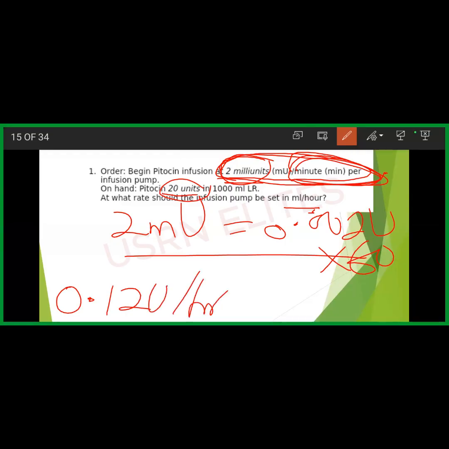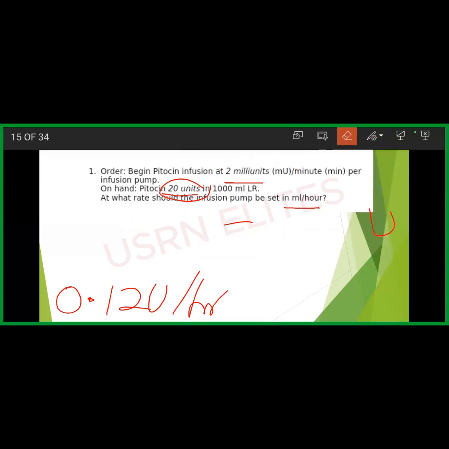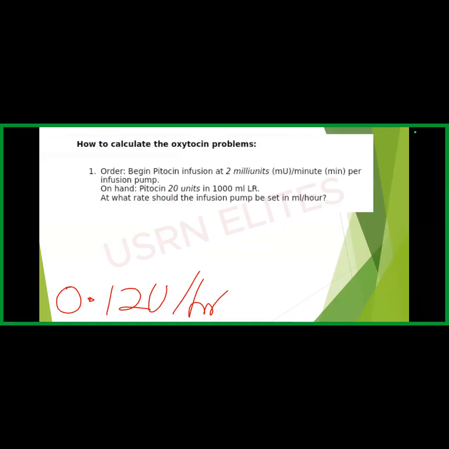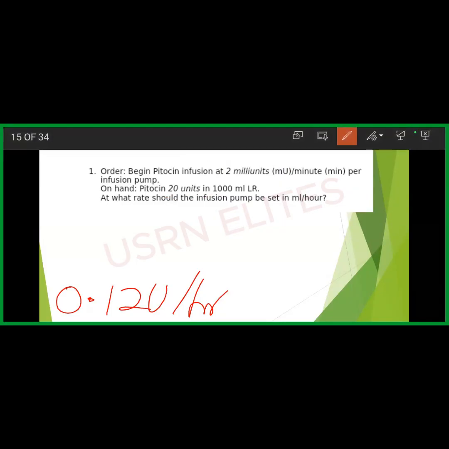So you see, let me clean here. You see that now the units per minute here, all this prescription has changed to this one now. Now we have it in units per hour, and it now matches with this one, what we have here. So now we can use it.